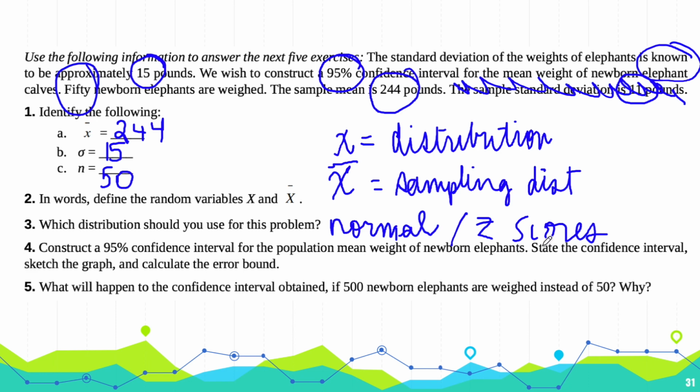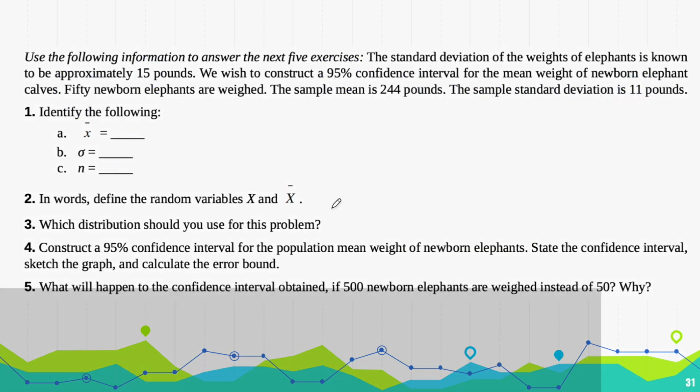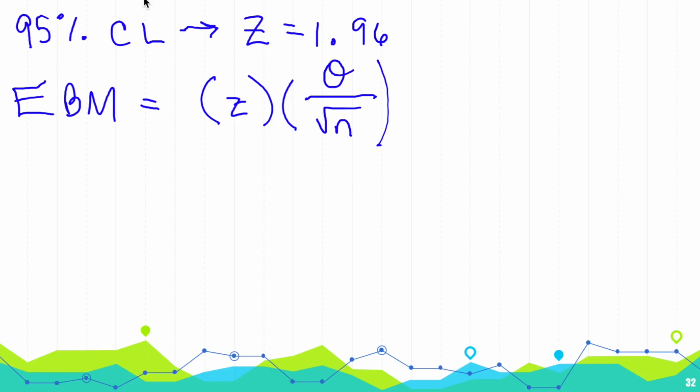So now I'm going to calculate a 95% confidence interval for the population mean weight of newborn elephants. I'm going to state the confidence interval, sketch the graph, and calculate the error bound. So I'm going to go to the next slide where there's space. As you remember, if we have a 95% confidence level, then our z-score, calculated using the Bogner applet, is going to be almost 2. It's 1.96 to be very precise.